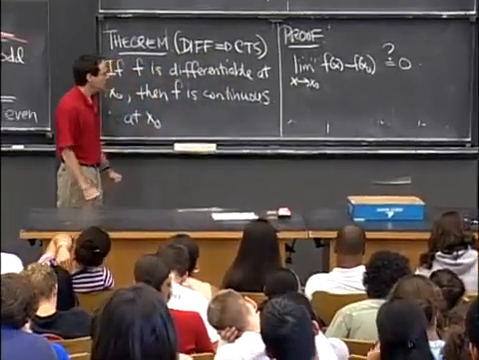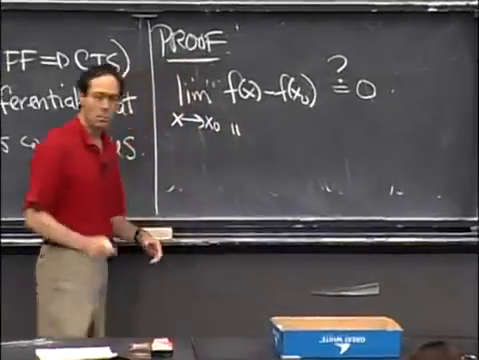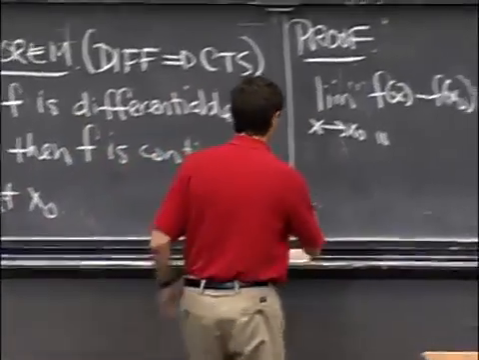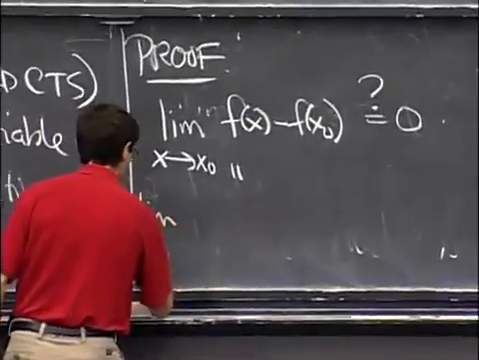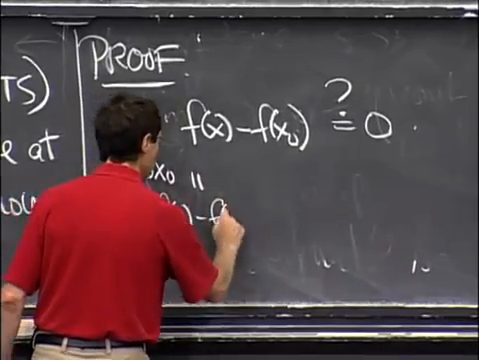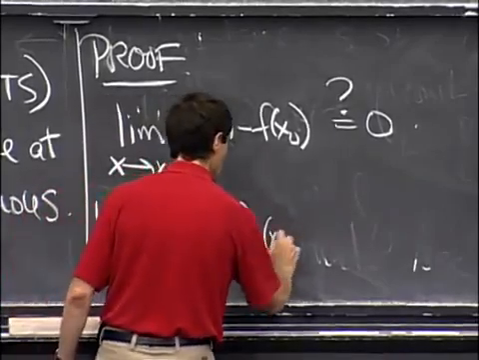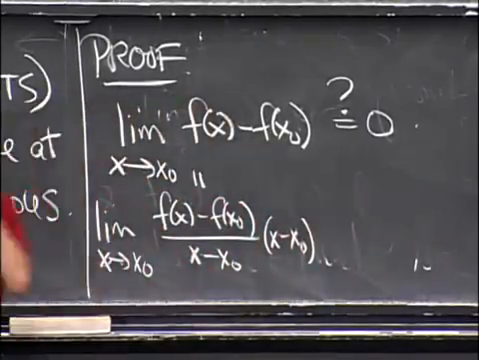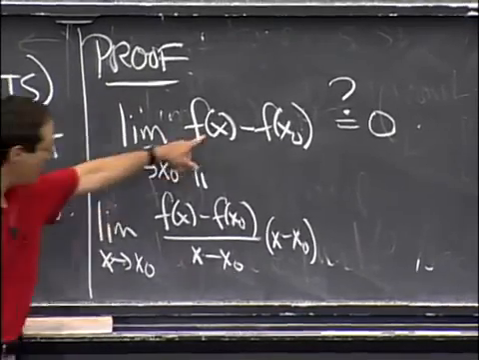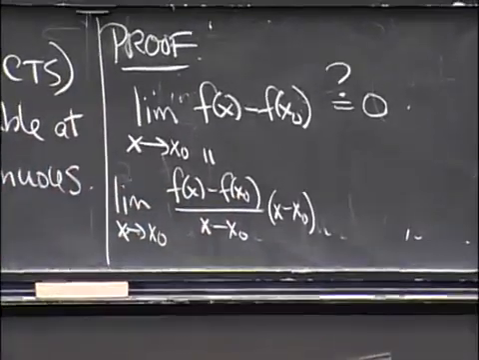And now, the way this is proved is just by rewriting it, by multiplying and dividing by x minus x0. So I'll rewrite the limit as x goes to x0 of f of x minus f of x0 divided by x minus x0, times x minus x0. Okay, so I wrote down the same expression that I had here. This is just the same limit, but I multiplied and divided by x minus x0.